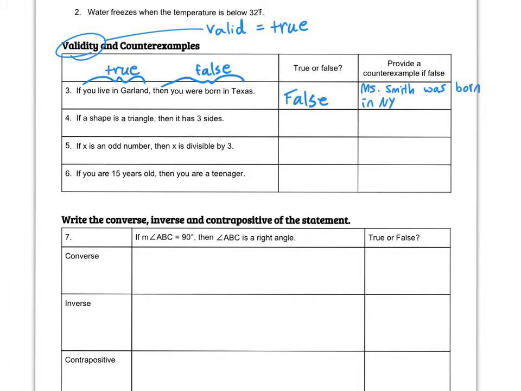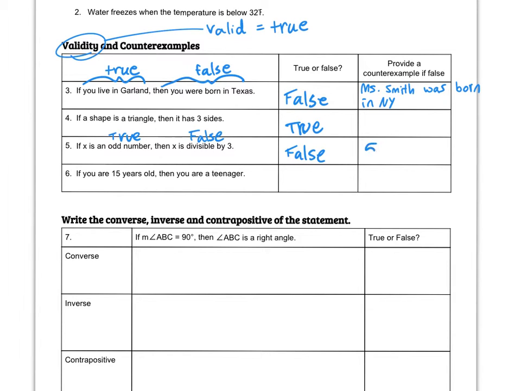Let's look at the next one. If a shape is a triangle, then it has three sides. Yep, this one's true. That's the definition of a triangle. If x is an odd number, then x is divisible by 3. Can you think of any odd numbers that are not divisible by 3? I can. And if you can think of just one, that's enough to prove this is false.